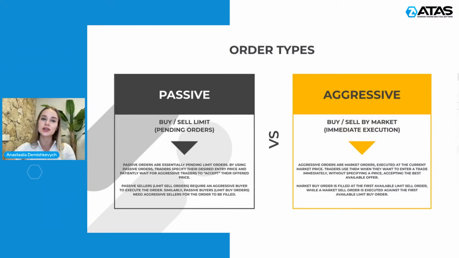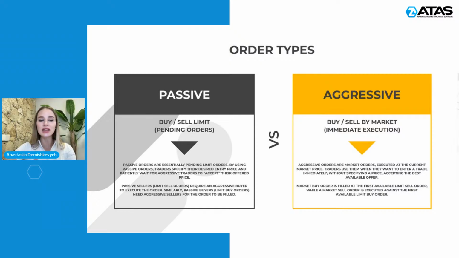Now, you always need to take into account the potential of slippage when you are entering a buy by market or sell by market order. That's why passive order flow, so passive market participants, get the precise price that they requested, while aggressive market participants sometimes get a worse price than they wanted initially.